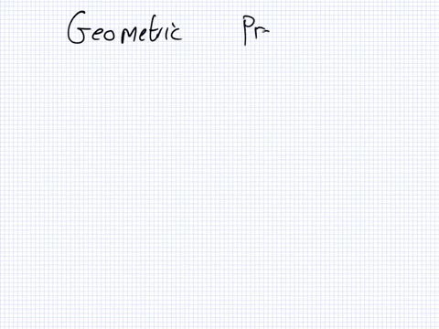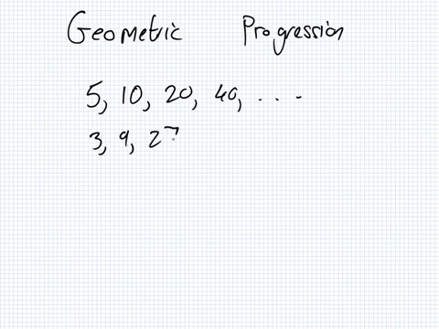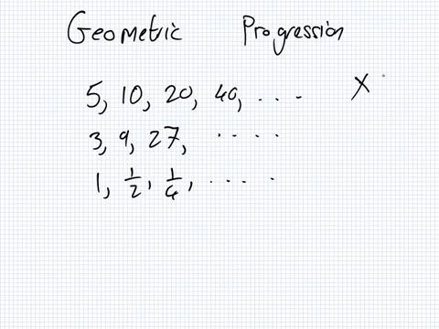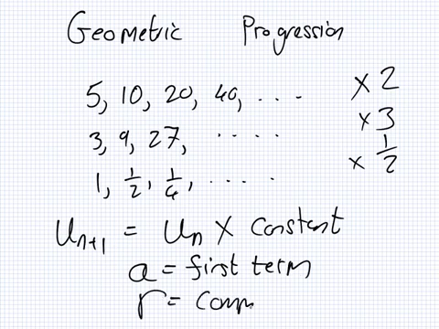Geometric progression. Okay, so if you look at these sequences, what's the common idea here? They're all being multiplied. So here, each time I multiply by 2.5. So a geometric progression is when the next term is the previous term multiplied by a constant. You keep multiplying by a number. And again, a, no surprise, is representing the first term. And r is what we call the common ratio, which is the multiplying term. So please note those words.